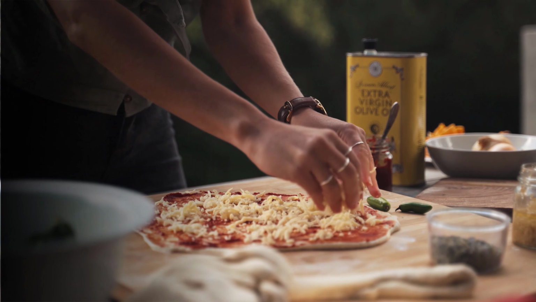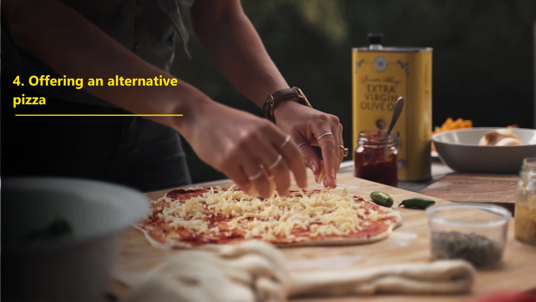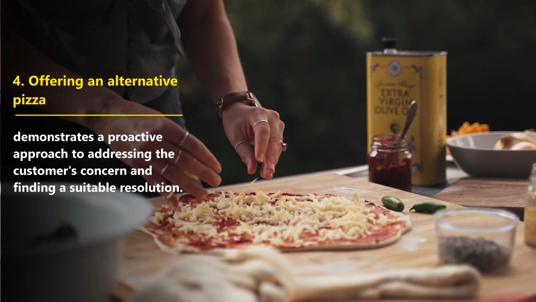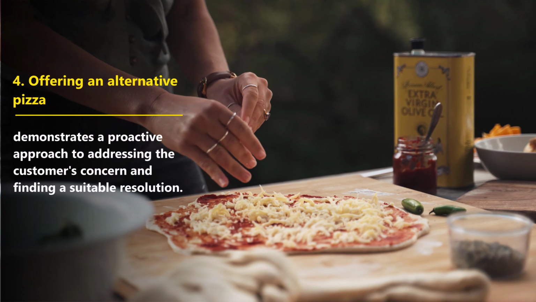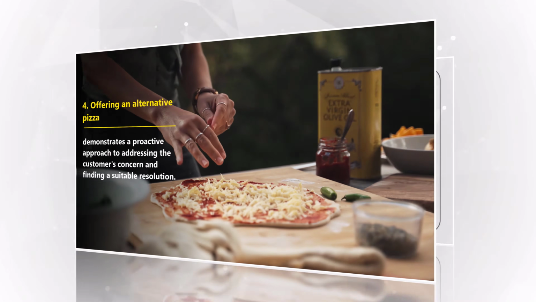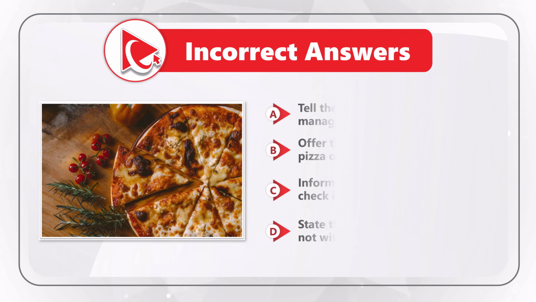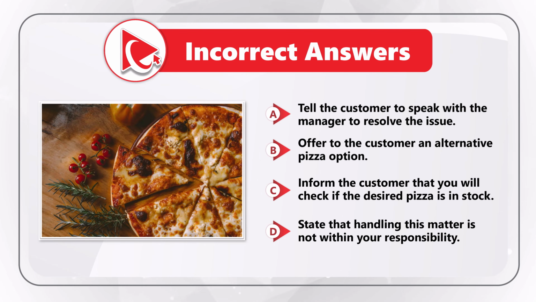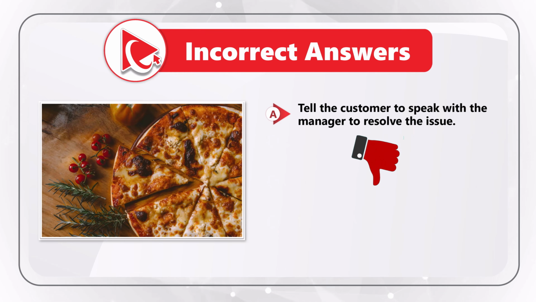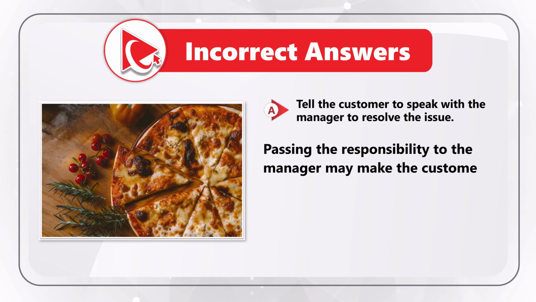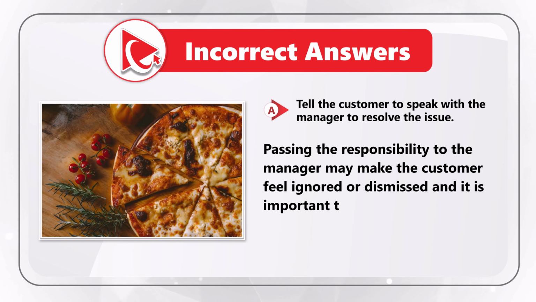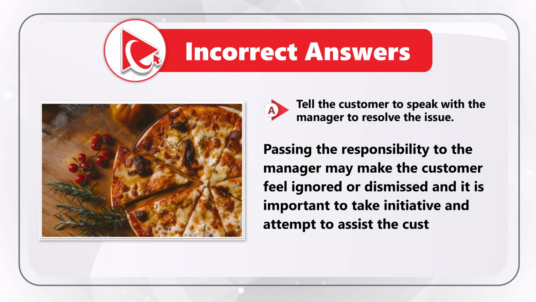the customer issue. And last but not least is the principle of offering an alternative. In this case, you can offer alternative pizza, which would demonstrate a proactive approach to addressing the customer concern and finding a suitable resolution. Based on these four principles, let's look at the incorrect answers and why you might avoid selecting them. Choice A. Tell the customer to speak with the manager to resolve the issue. Using this selection passes the responsibility to the manager and may make the customer feel ignored and dismissed, and it is important to take initiative and attempt to assist the customer directly.